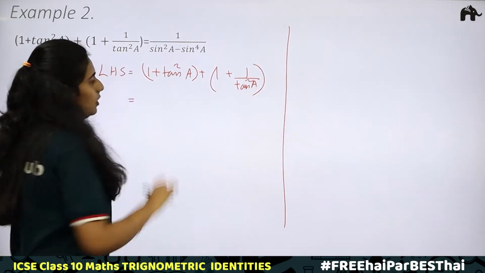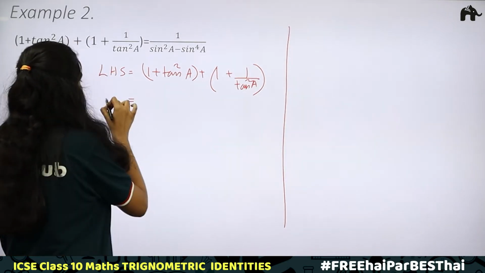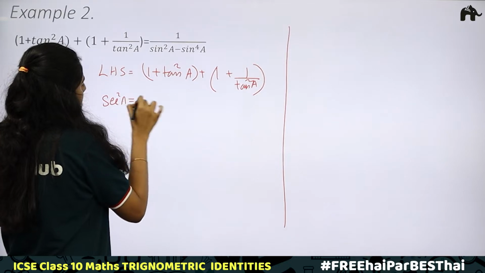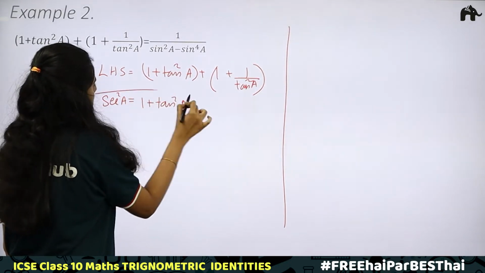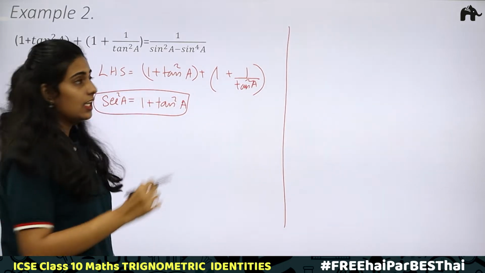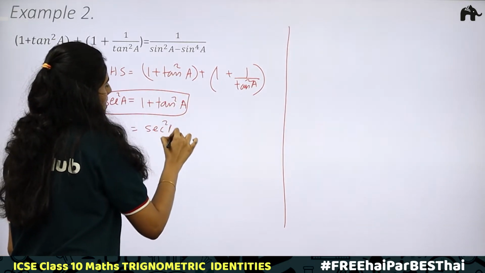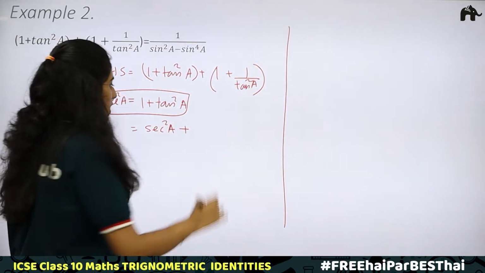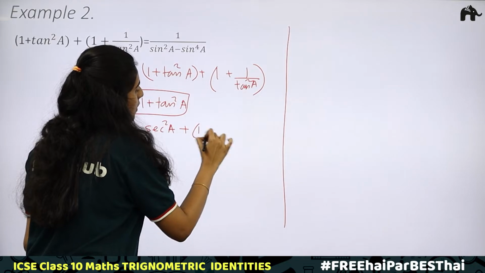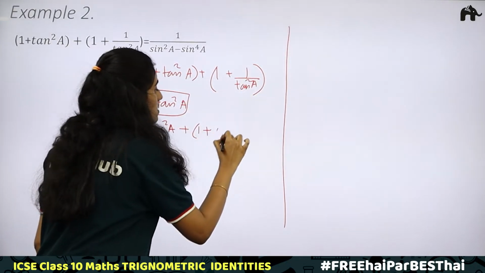That is equal to, here what is 1 plus tan square A? We have studied an identity. Sec square A is equal to 1 plus tan square A. So we are substituting this identity here. In place of 1 plus tan square A, we can write sec square A. Sec square A plus 1 plus 1 by tan square A. That is 1 plus 1 by tan square A. 1 by tan square A is cot square A.